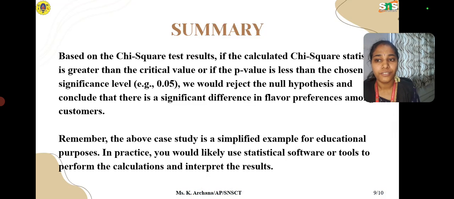Summary. Today we have discussed chi-square, how to calculate chi-square, and how we can say whether we are accepting or rejecting the hypothesis, so that we can know whether there is an association in the given data or not.